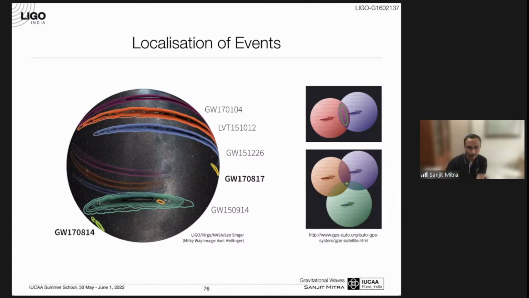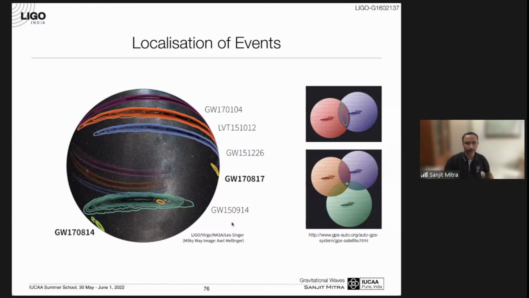For example, this was the first detection, this green one. You could fit 1200 moons in this. It is so big. Now, what is this orange ellipse showing? If LIGO India was operating when the first detection happened, the error region would be this small. The localization would be very precise.